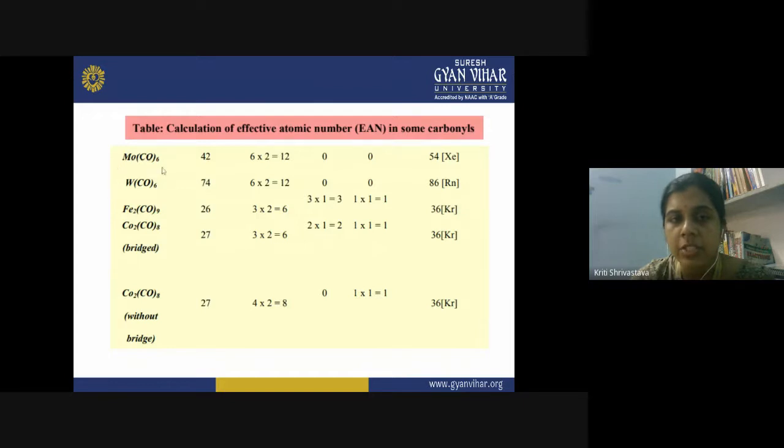So Mo(CO)6, and here one important thing, if you can notice: if I consider the bridging mode of the carbonyl, then this rule will not be followed. In Fe2(CO)9, if I make a wrong consideration about the presence of terminal or bridging ligands, then this calculation will be wrong, and the effective atomic number will not be equal to the atomic number of the noble gas. So this rule also helps us in deciding how many ligands are present in which type of mode and how many metal-metal bonds are present.